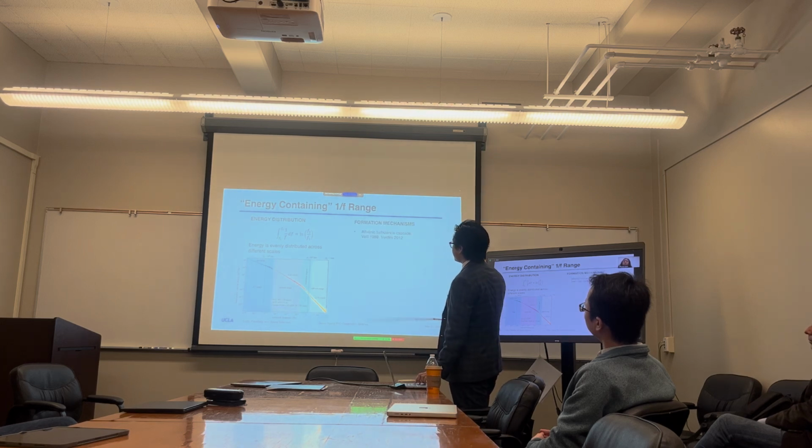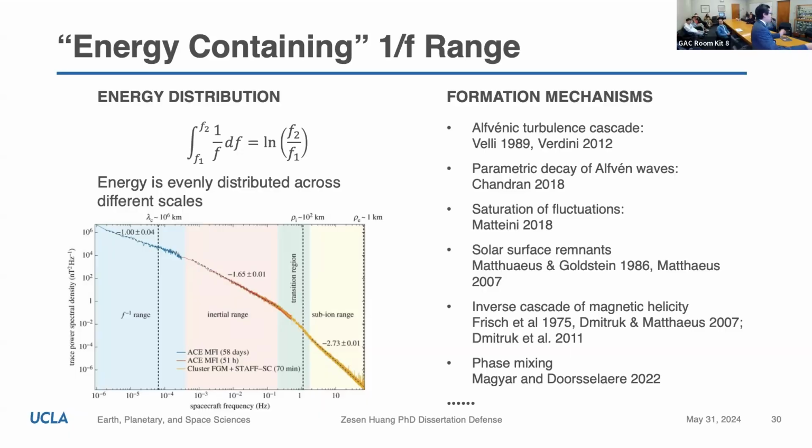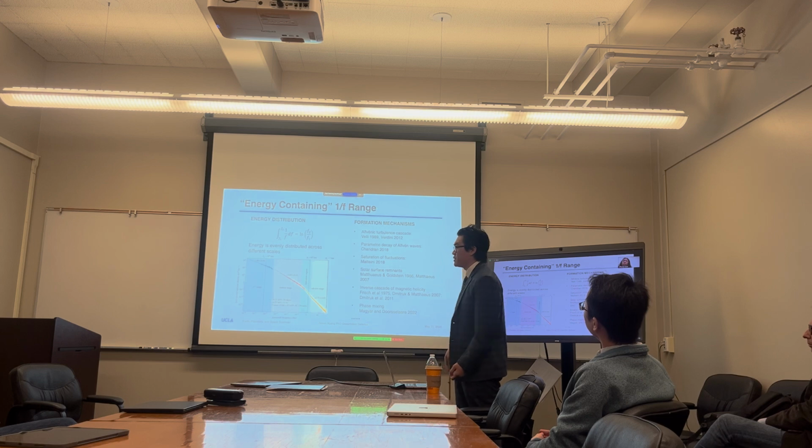And this 1/f range is actually pretty famous. It has been proposed by numerous models to explain why there is such a 1/f range in the solar wind turbulence, with so many theories over the past 4 decades. We're trying to address some of this in this thesis.